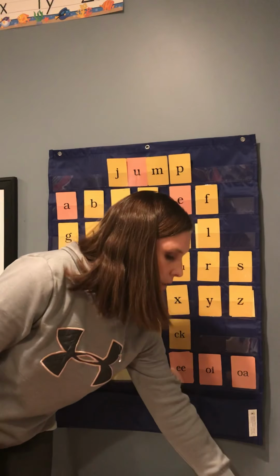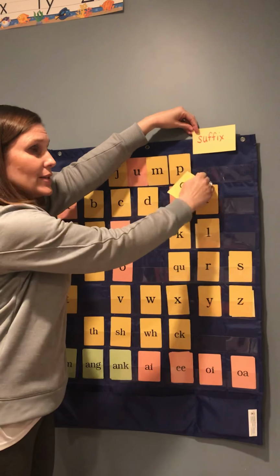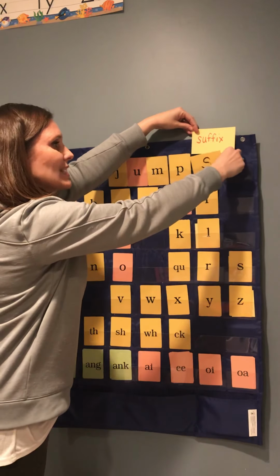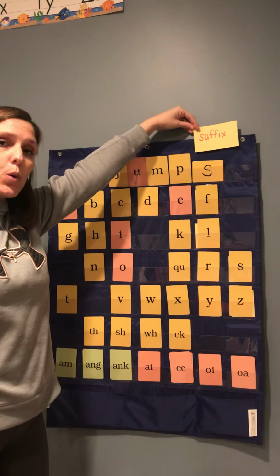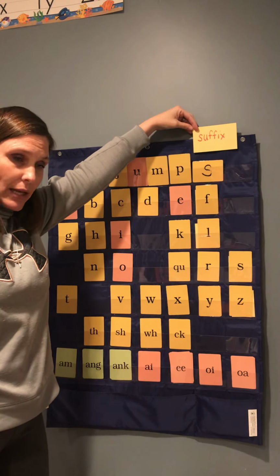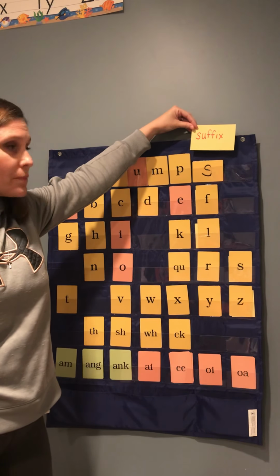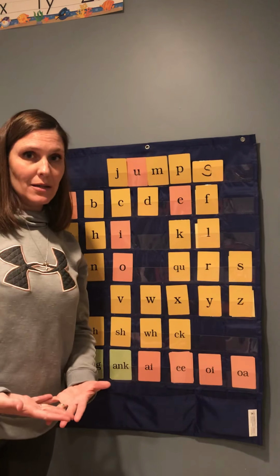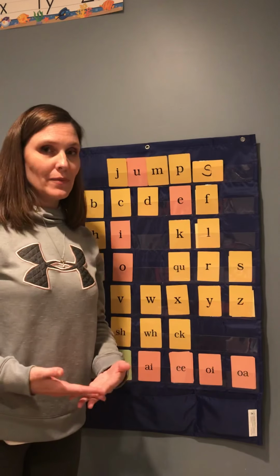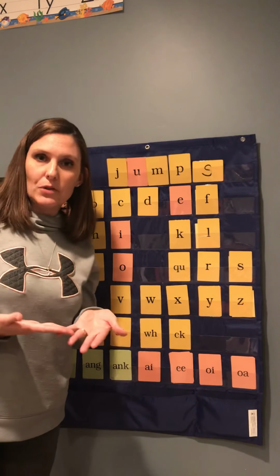If I were to add the suffix, so I have base word, suffix. If I were to add the suffix S, S means more than one. And we talked about this already. S or ES means more than one. That means that if I say my daughter jumps, she didn't just do one jump. She jumps, jumps, and jumps, and jumps, and jumps. Up and down. So you can picture in your head my daughter going up and down.